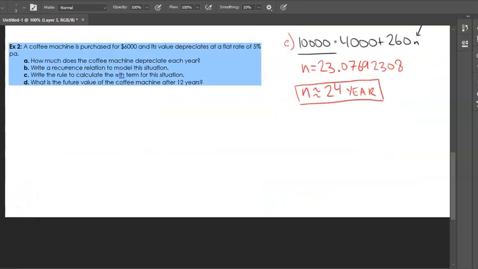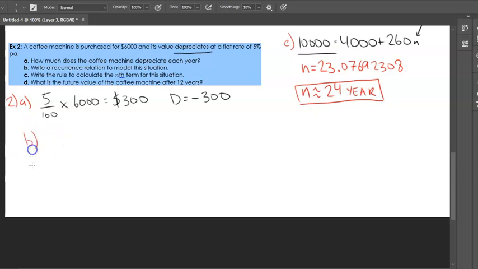The second and last question looks at a coffee machine that's purchased for $6,000 and its value depreciates at a flat rate of 5% per annum. First question looks at how much the coffee machine depreciates each year. So we need to find out what 5%, or 5 over 100, times the initial amount of the coffee machine ends up being. And this is $300. So this depreciates at $300 per year. So the common difference, d, is equal to negative 300 because of the word depreciate. So just be careful of the context.